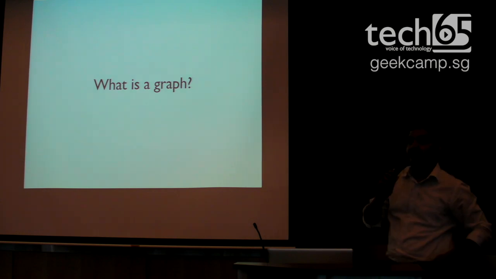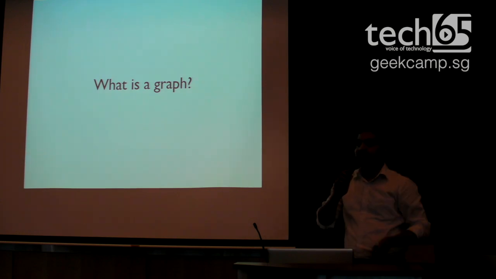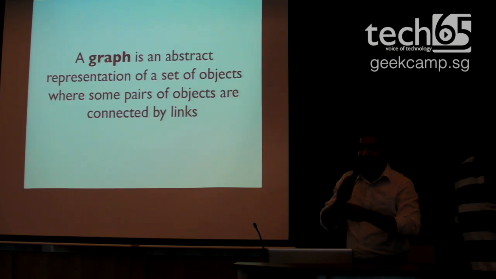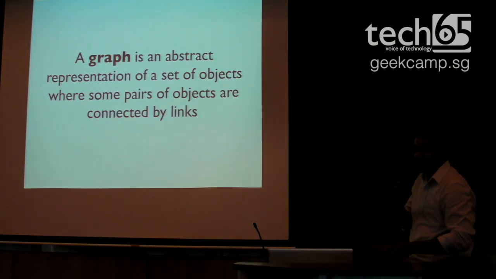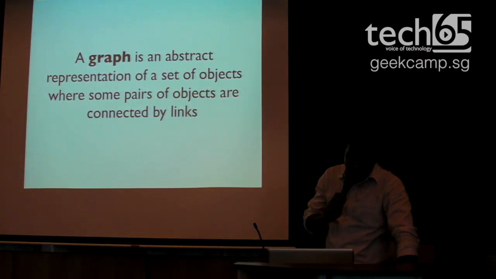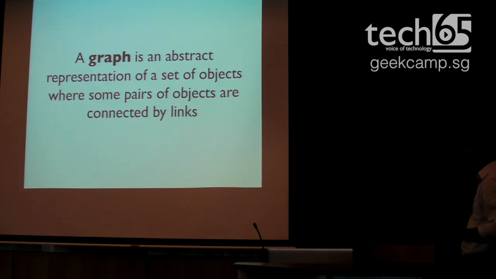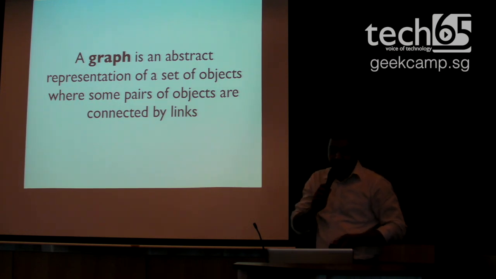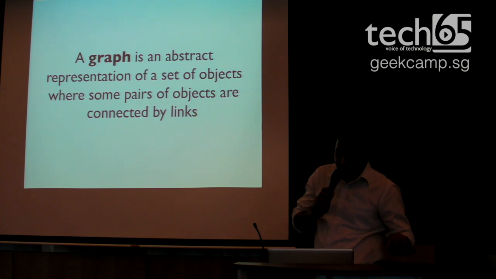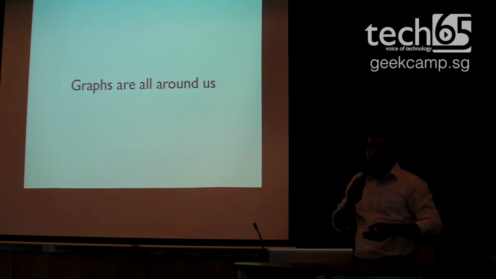What's a graph? Anybody in the audience? No. A series of nodes and edges. Okay. So this is the Wikipedia definition, which is a bit abstract of course. It says a graph is an abstract representation of a set of objects where some pairs of objects are connected by links. Right? Graphs are actually all around us.